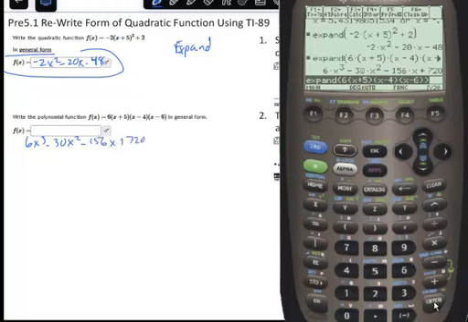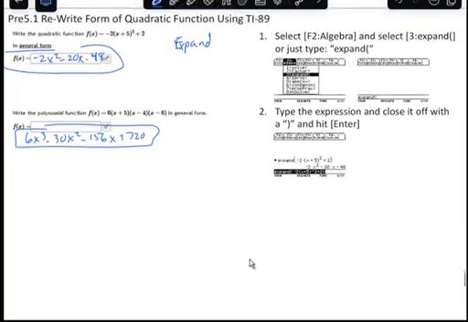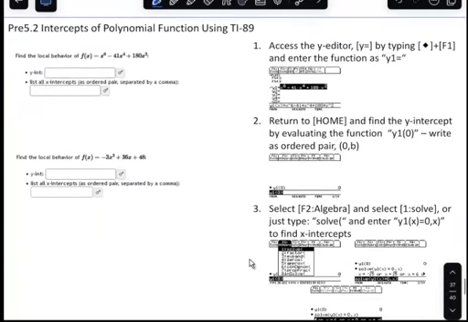And that would be your answer. All right. Next is finding x and y intercepts.